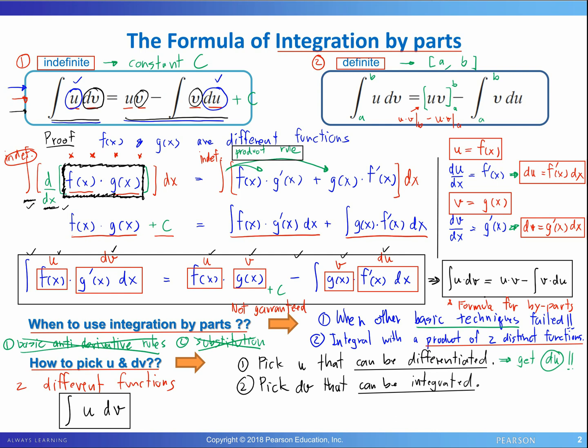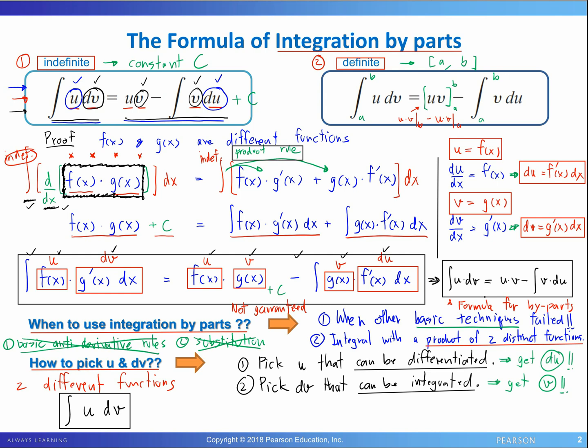This means that in order to use this formula we need v. So we start out with dv, and then we need v later inside the formula. So this means that dv that we pick must be possible to integrate. So let's make a note right here. dv can be integrated to get v for the formula.